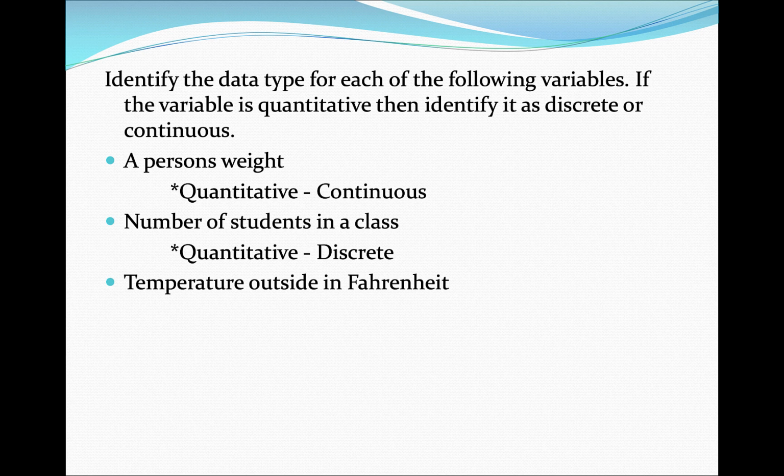Temperature outside in Fahrenheit, again, that is something that you measure. So that is going to be quantitative. It is continuous. You can have half of a degree, a fourth of a degree. When you measure something, you can continuously break down that scale. So that's your first classification. Your first classification is in terms of the type of variable.